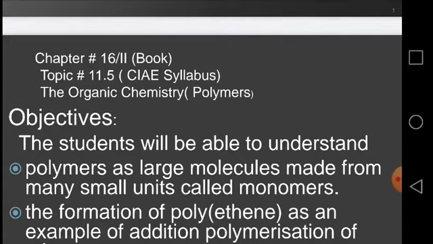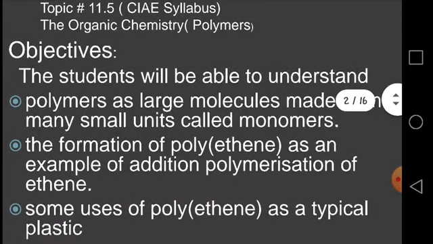Dear students, today we will understand polymers as large molecules made from many small units called monomers. Our second objective will be the formation of polyethylene as an example of addition polymerization of ethene. And the third objective is to understand the uses of polyethylene as a typical plastic.